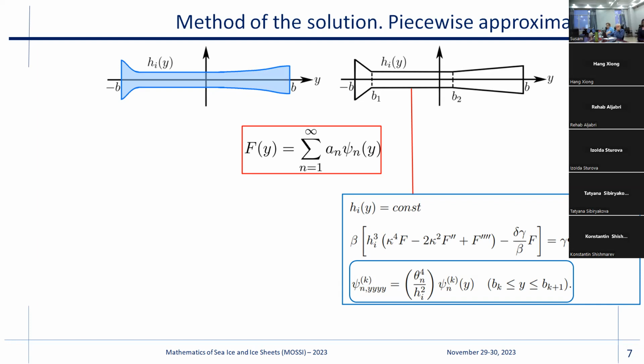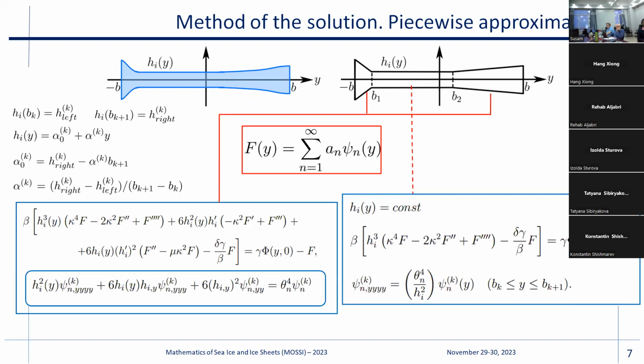In other cases, ice thickness will be a linear function. In this case, the plate equation remains complex, and we can seek a solution in the form of normal vibration modes of an elastic beam with linear thickness. For both, it's easy to show that if ice thickness is constant, then its derivative is equal to 0. Then these 2 terms disappear, and the plate equations will be the same.